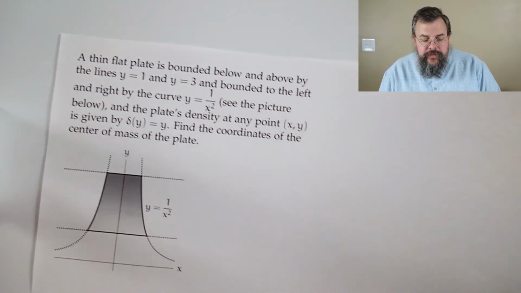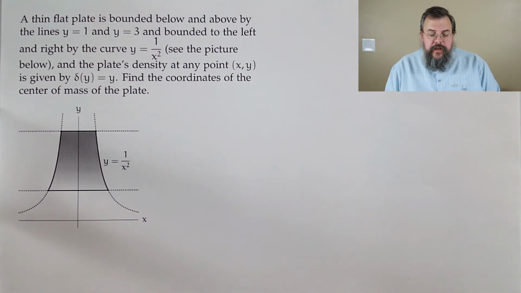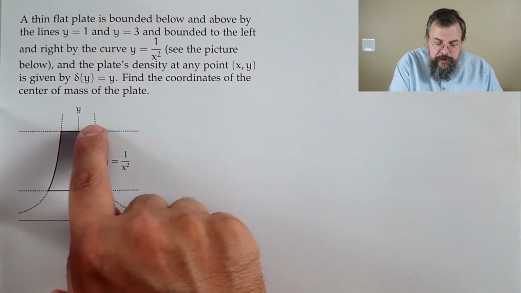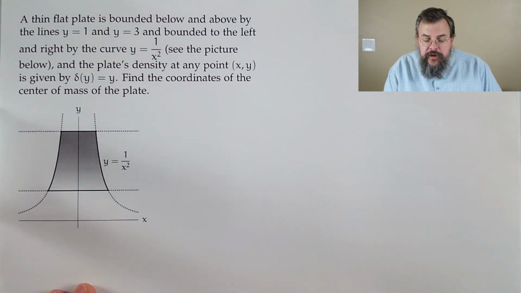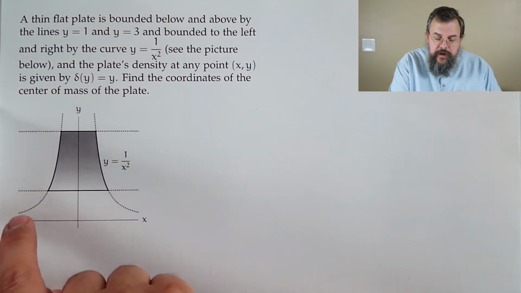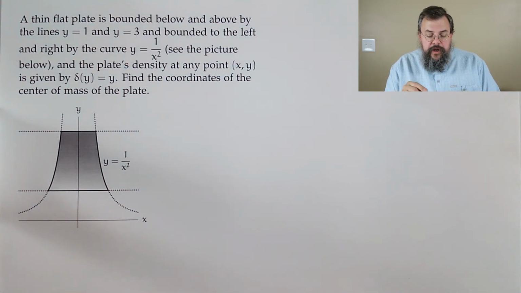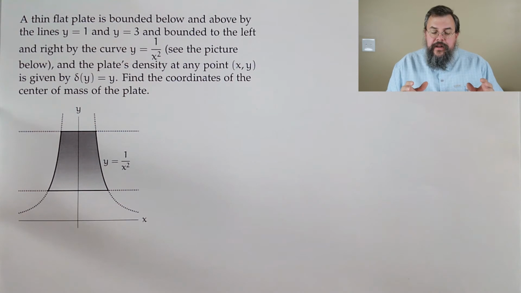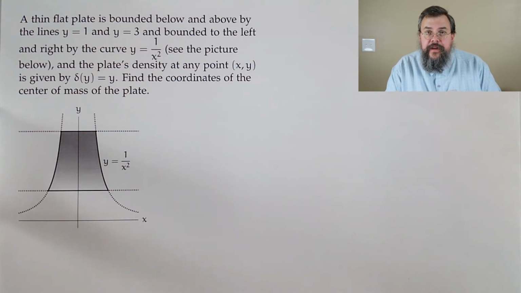Well, let's try another problem. A thin, flat plate is bounded below and above by the lines y equals 1 and y equals 3. Okay, so there's y equals 1 and y equals 3. And it's bounded to the left and right by the curves y equals 1 over x squared. Okay, there we go. And the plate's density at any point (x, y) is given by density equals y. Now, find the coordinates of the center of mass of the plate.